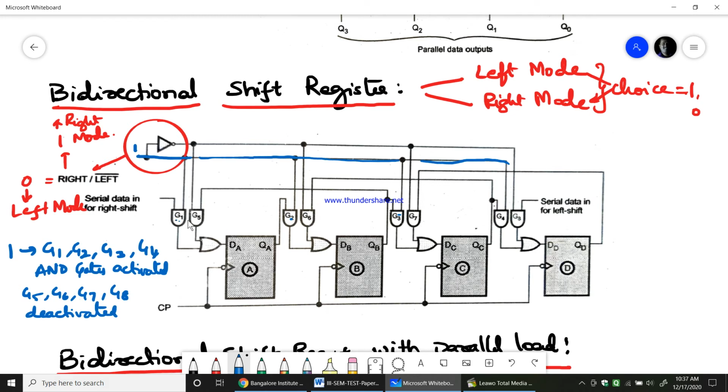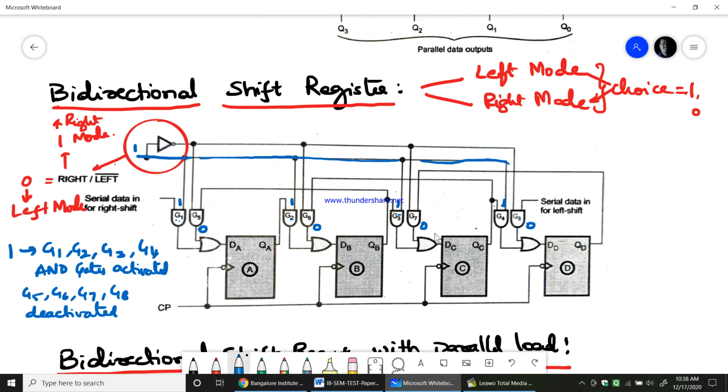So therefore, when G1, G2, G3, G4 is activated, you see serial data from the right side is given to G1 and you are shifting it towards the right side. When G1 is activated, G5, G6, G7, G8 are deactivated, so this output will be 0 for these gates, whereas one of the inputs of G1, G2, G3, G4 will be 1 because 1 is connected directly to these gates.